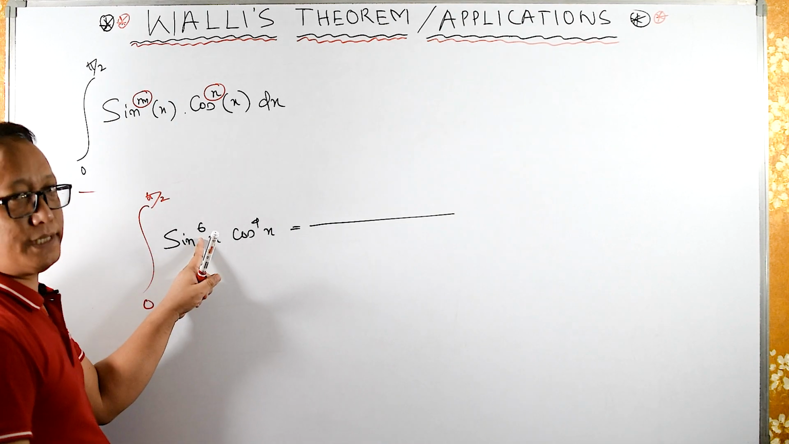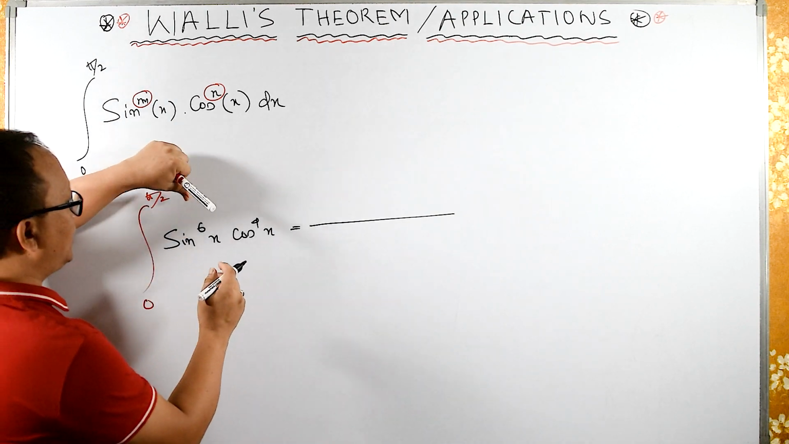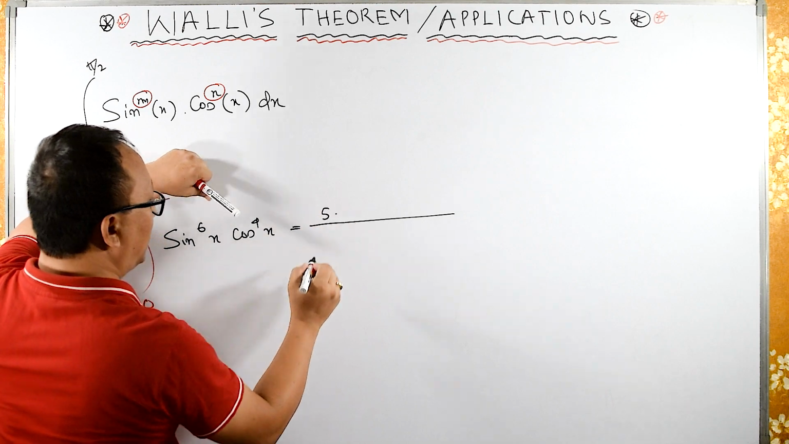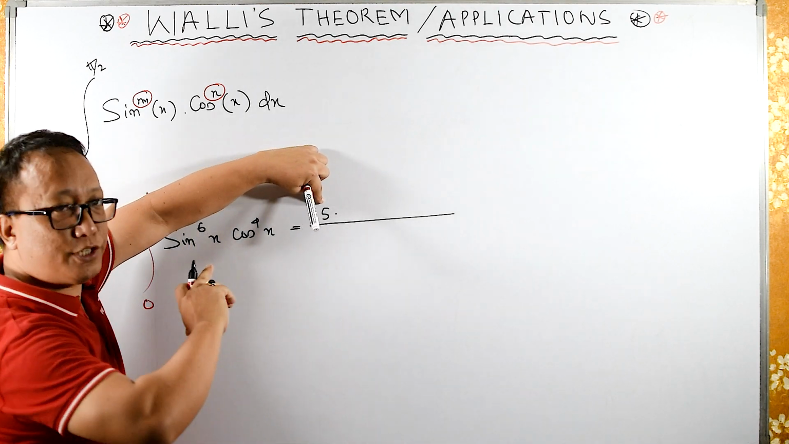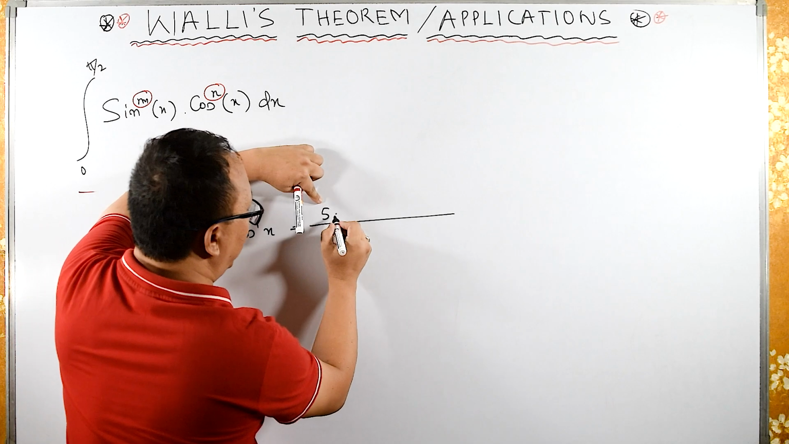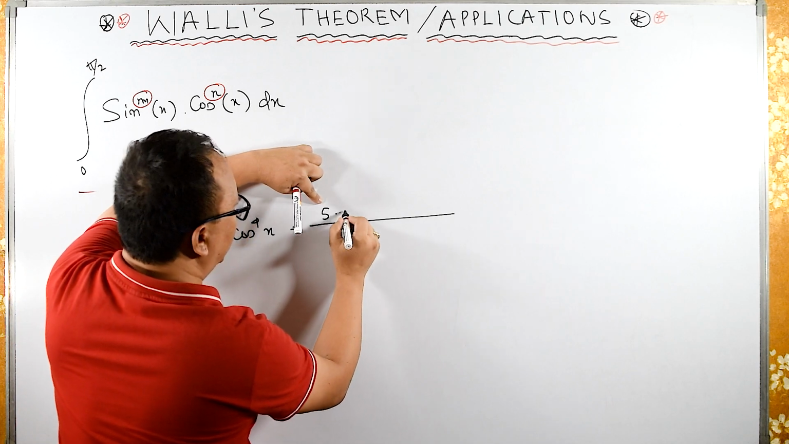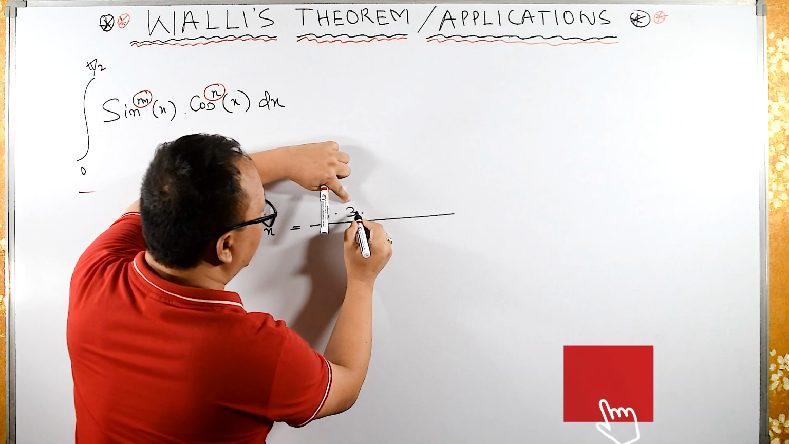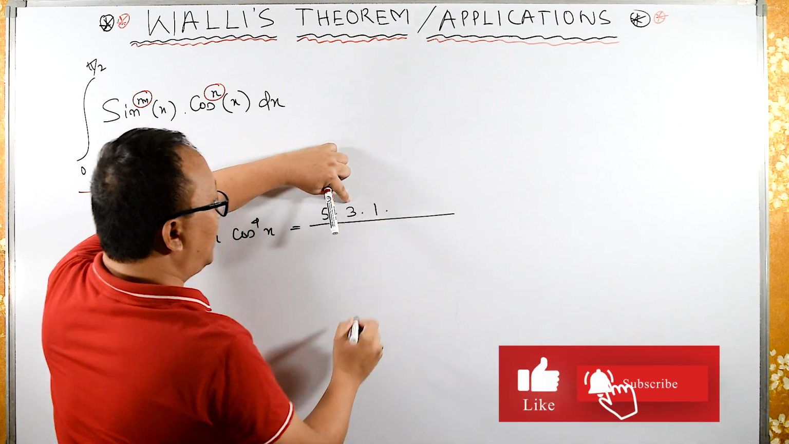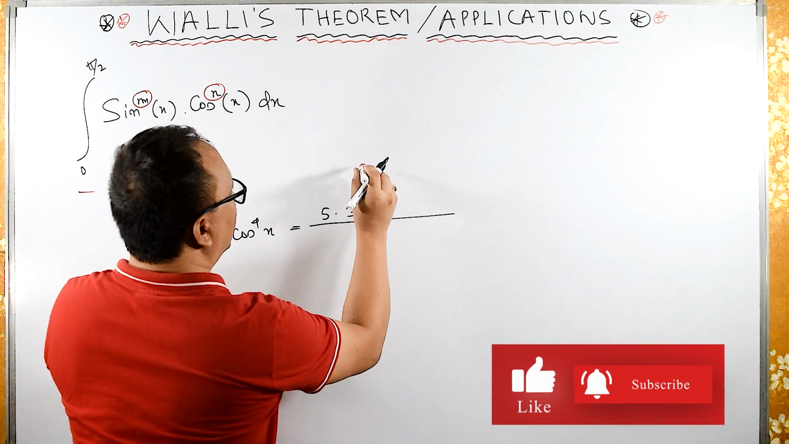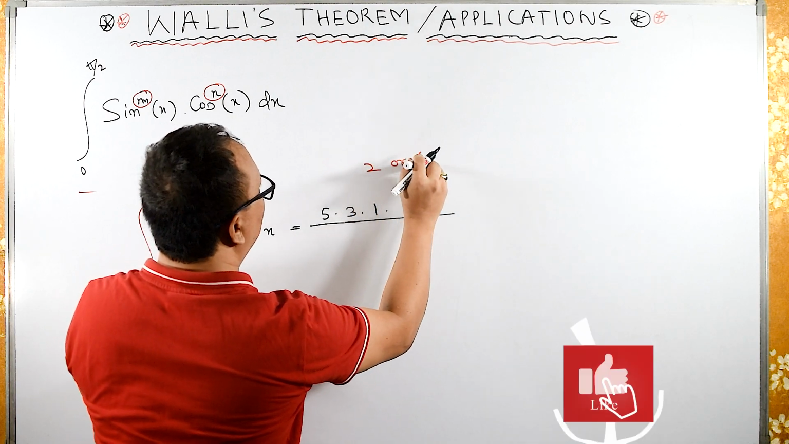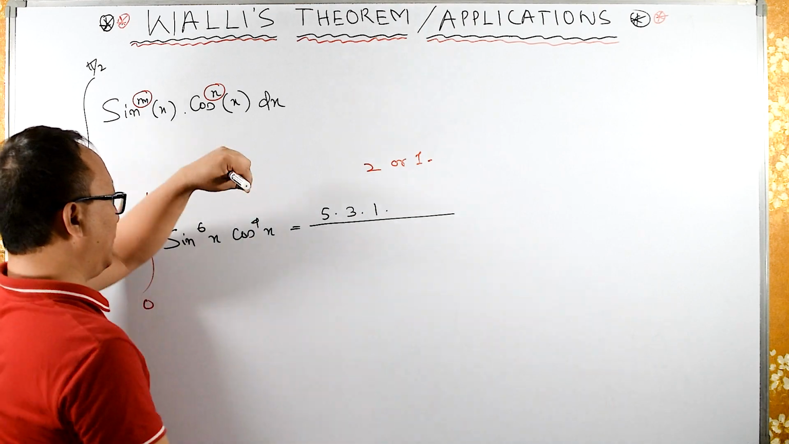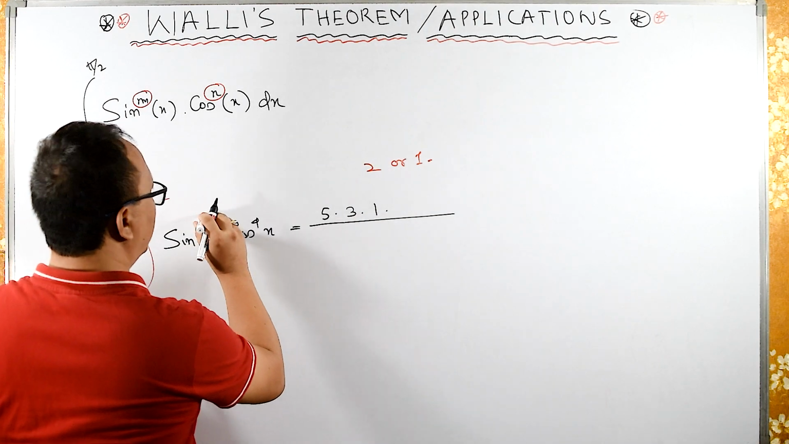This 6 is there, so you decrease 1. If I decrease 1 from 6, I will get 5. From this 5, you decrease successively 2. If I decrease 2 from 5, I get 3, and 3 minus 2 is 1. Now you have to stop, either you have 2 or 1. So now I have 1 here, I have to stop for this, and this is for sine.